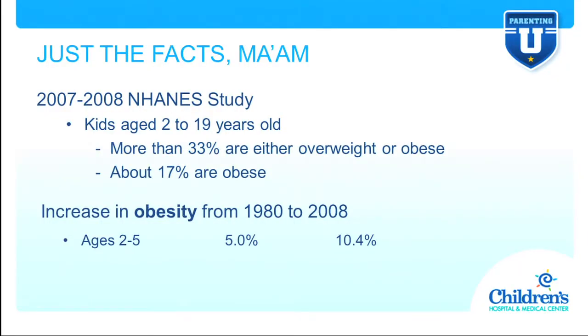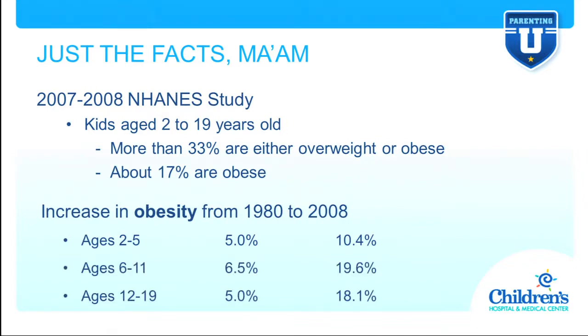You can see there were big jumps from 1980 to 2008, and this is broken down by different age ranges. So we did a lot of changing in a relatively short time. That range of years is about a generation. So in a generation, we made some big jumps in weight gain in this country. There are a lot of different theories as to why we made those jumps.